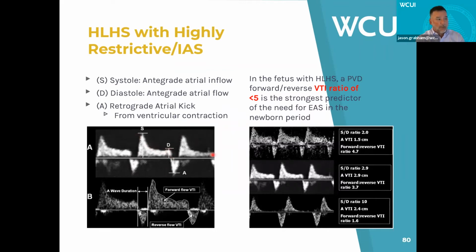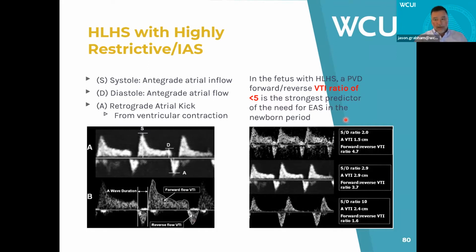This is nice and normal. And so by doing a VTI trace for the forward flow and the reverse flow caused by the atrial contraction, we come up with the VTI ratio. And as you can see on the right, we go from normal-ish to progressively worse to this is trouble. So anytime we have a VTI ratio of less than 5, that is the strongest predictor that we have that's going to tell us this baby is going to need an emergent atrial septostomy in the newborn period.